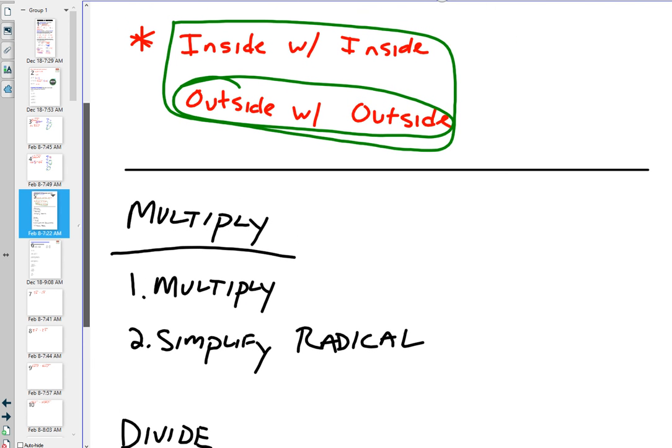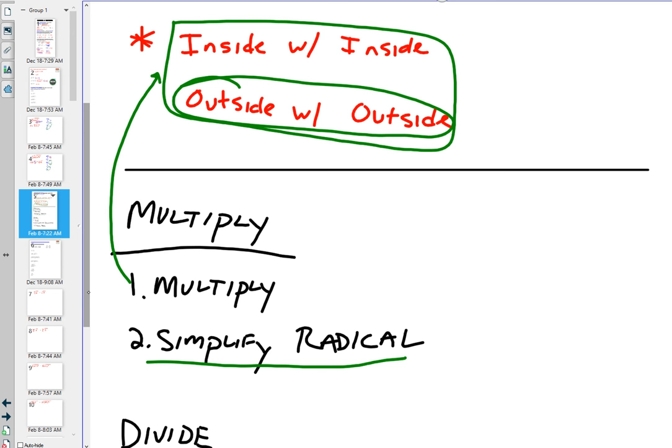For multiplying, it's just 2 steps. And really the order doesn't matter, but I tend to do it in this order. I tend to multiply first: inside, inside, outside, outside. That's gonna get multiple radicals all underneath one radical, and then I will simplify that radical. There could be exceptions to that rule, but typically that's how it is.